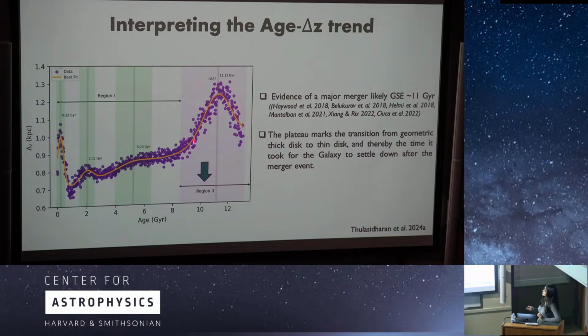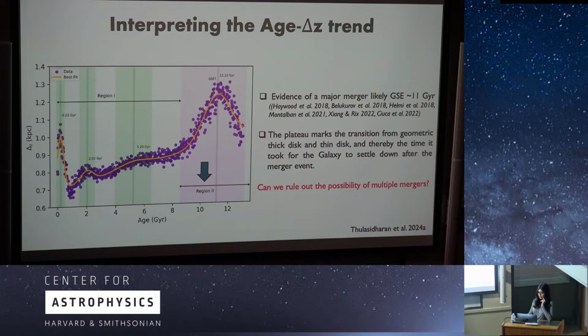So what we see here is the transition. The plateau basically marks the transition from a geometric thick disk to a geometric thin disk, which also marks the time it took for the galaxy to settle down after the interaction with the GSE merger. So does that mean we can rule out the possibility of multiple mergers?